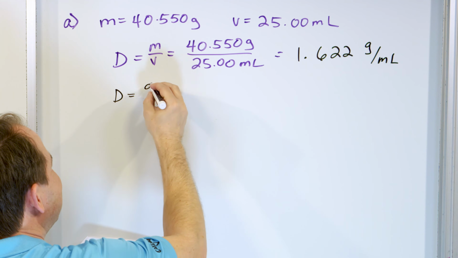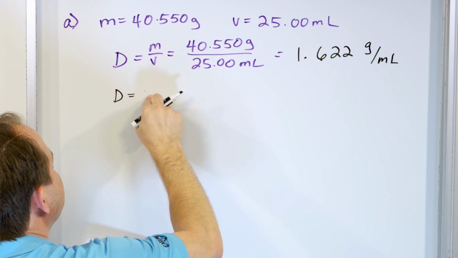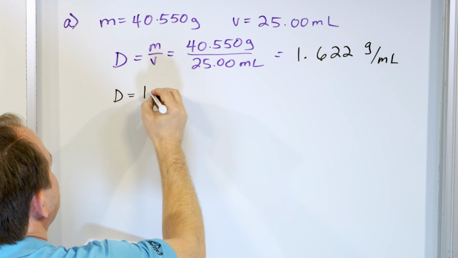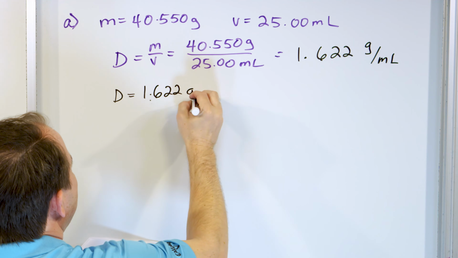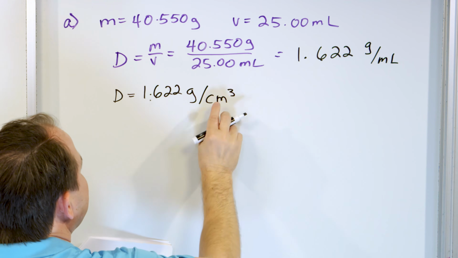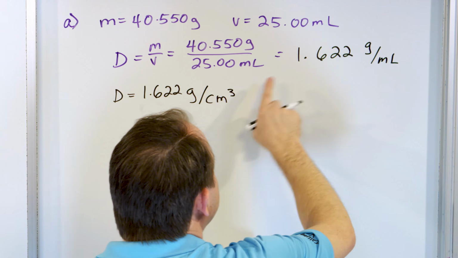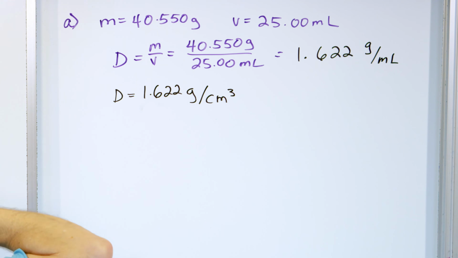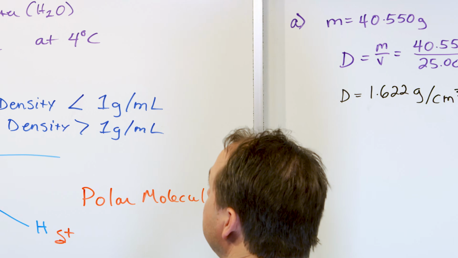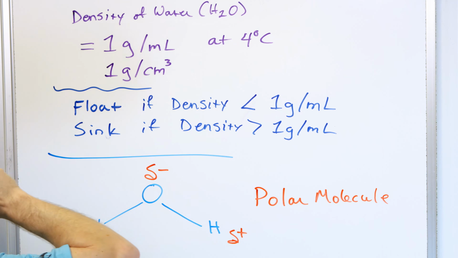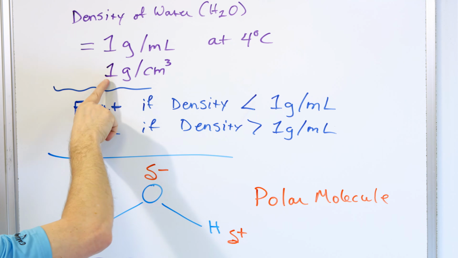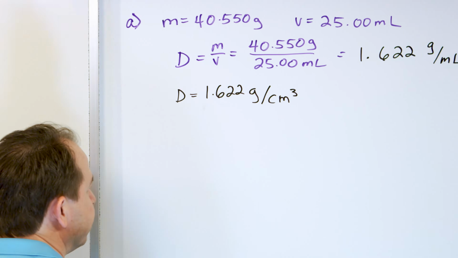But that's the same exact thing as grams per cubic centimeter. It's exactly the same unit, 1.622 grams per cubic centimeter, because a cubic centimeter is the same as a milliliter. These two numbers in units are exactly the same thing. Now, we said a minute ago that the density of water is 1 gram per milliliter or 1 gram per cubic centimeter. It's the same thing.